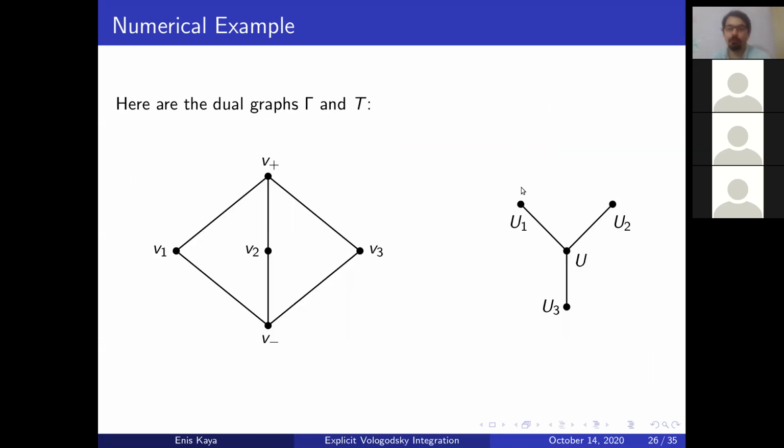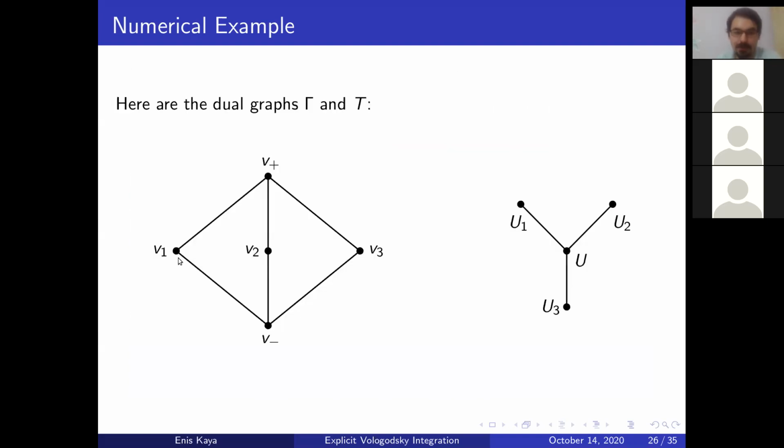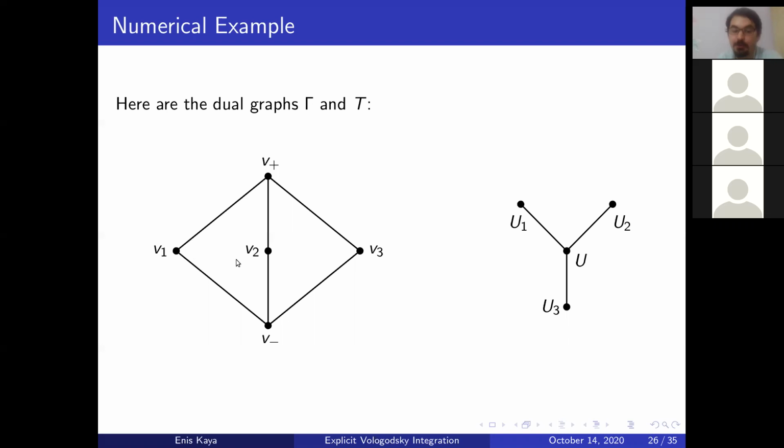Okay, so here are the dual graphs, gamma and t. Here, as you see, V plus and V1 intersect. It means that there is an edge between the two. For example, V1 and V2 don't intersect, and there is no edge between V1 and V2. So basically, these dots represent the components, and whenever we have an edge between two components, it means that they intersect, and vice versa. And same idea for the covering of P1. Here we have 4 components, and U and U1 intersect, etc.